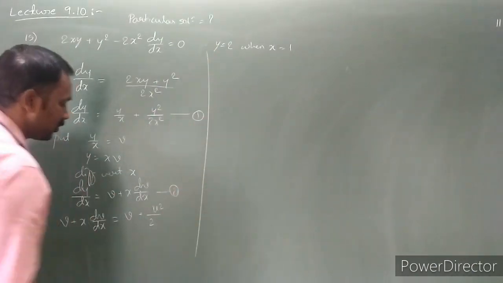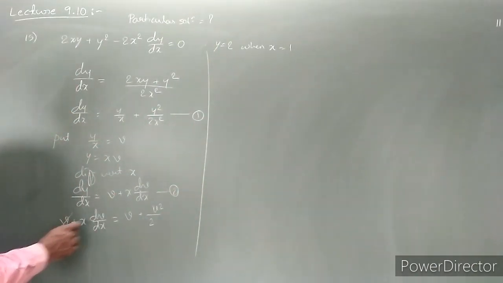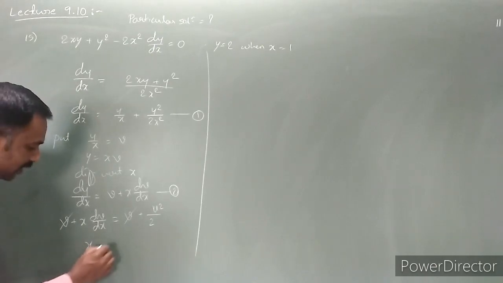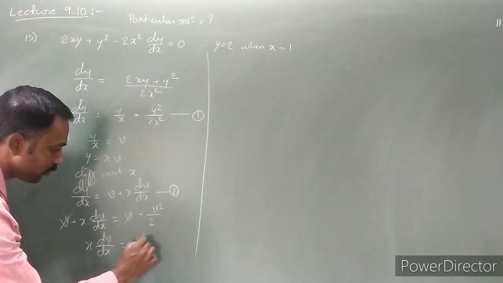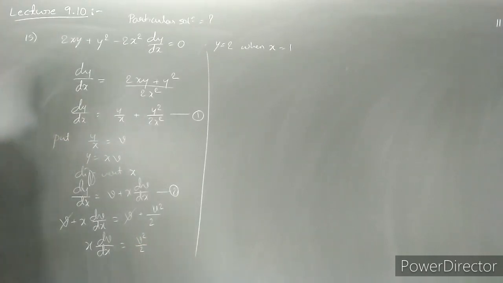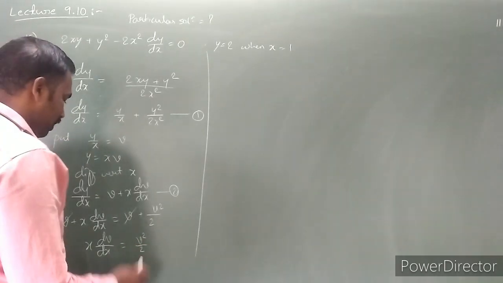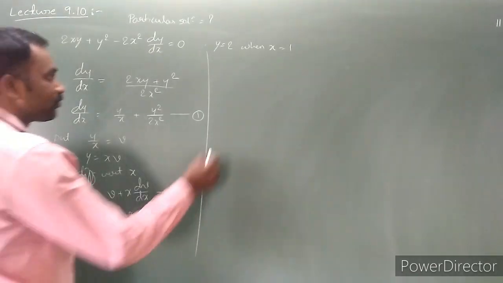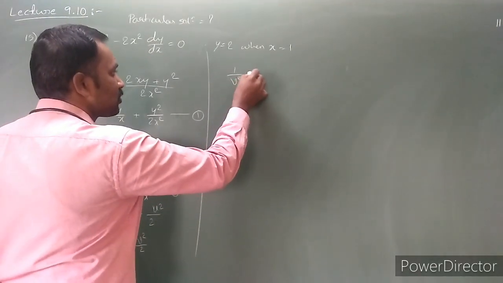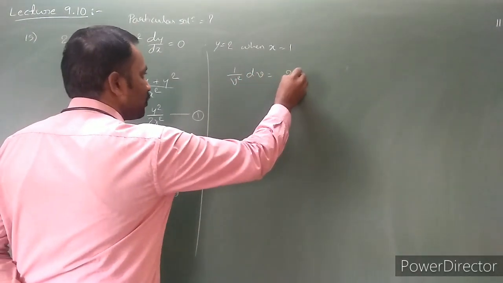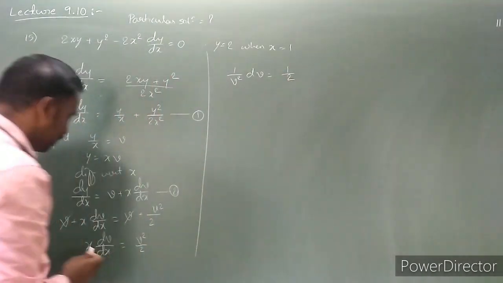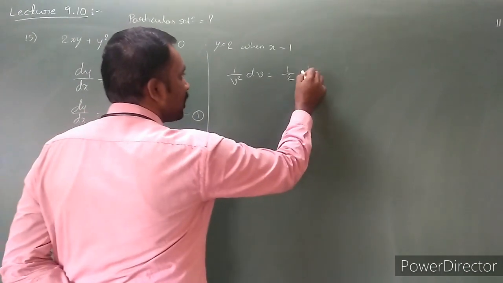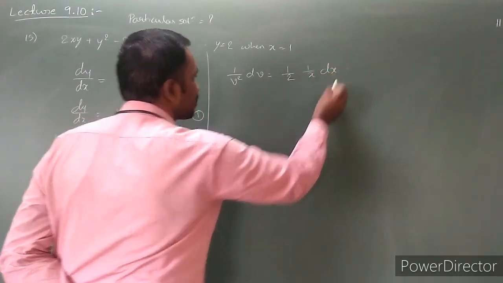Now simplify. How to simplify this one? Here the v terms get cancelled. x into dv by dx is equal to v square divided by 2. Cross multiply and simplify. Okay, v square is taken to the left hand side. That becomes 1 by v square into dv is equal to 1 by 2 as it is, into 1 by x into dx, with dx separated to the right hand side.